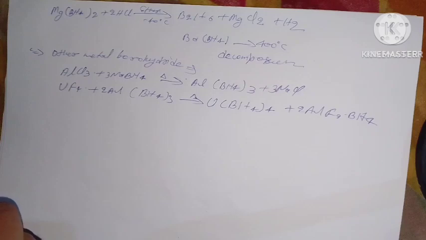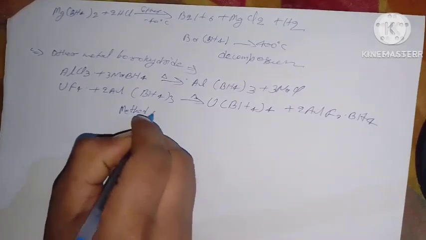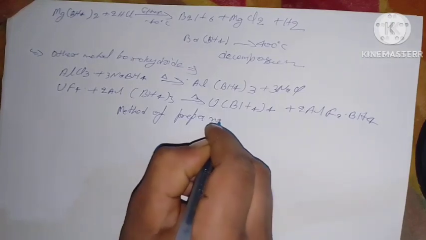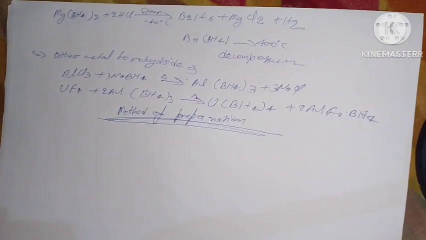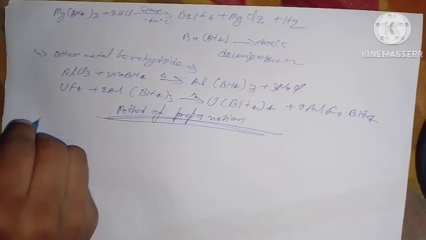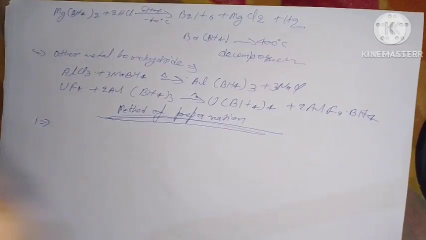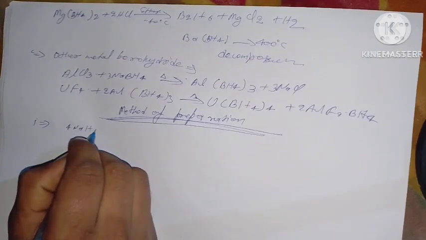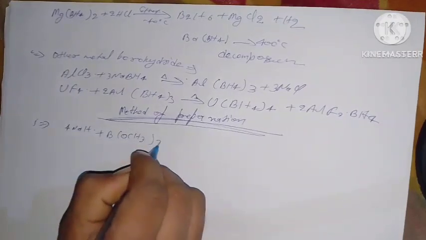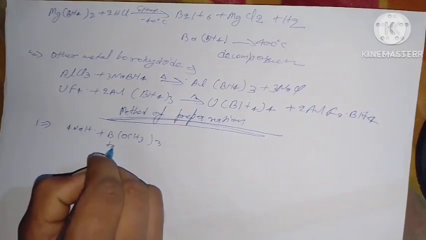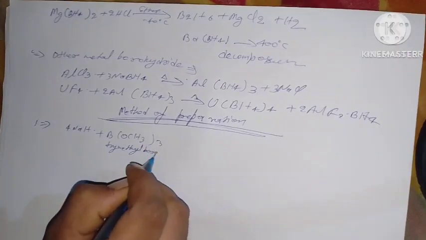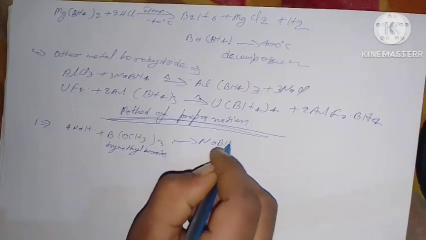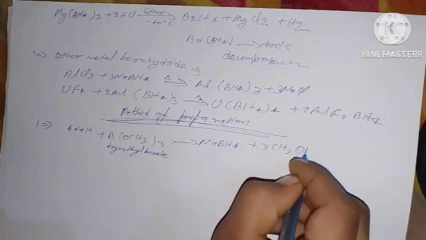Sodium borohydride is the most important and representative compound of the alkali borohydrides. The detailed chemistry of NaBH4 is studied separately as follows. Method of preparation. First point, by the reaction of sodium hydride and trimethyl borate: 4NaH, sodium hydride, plus B(OCH3)3, trimethyl borate, makes NaBH4 plus 3CH3ONa.